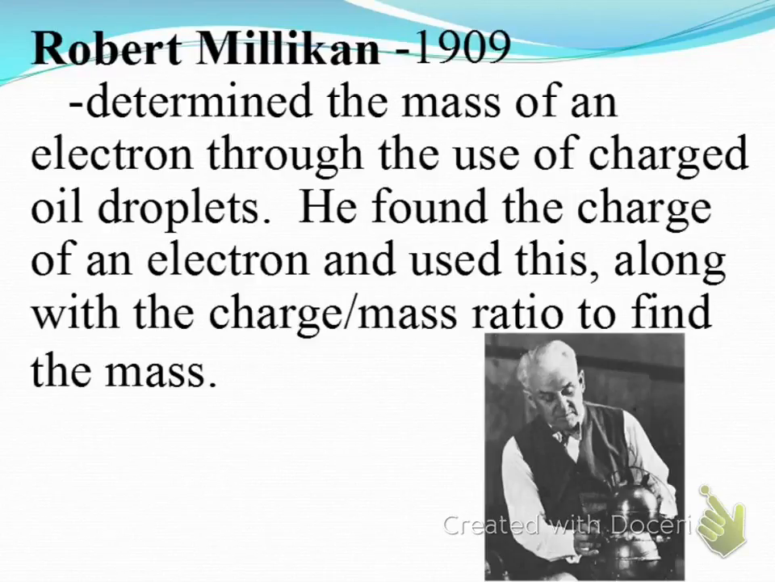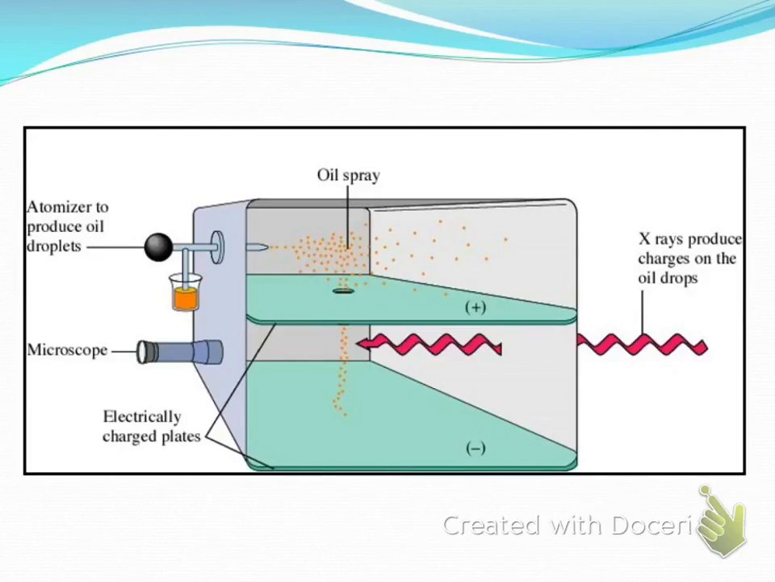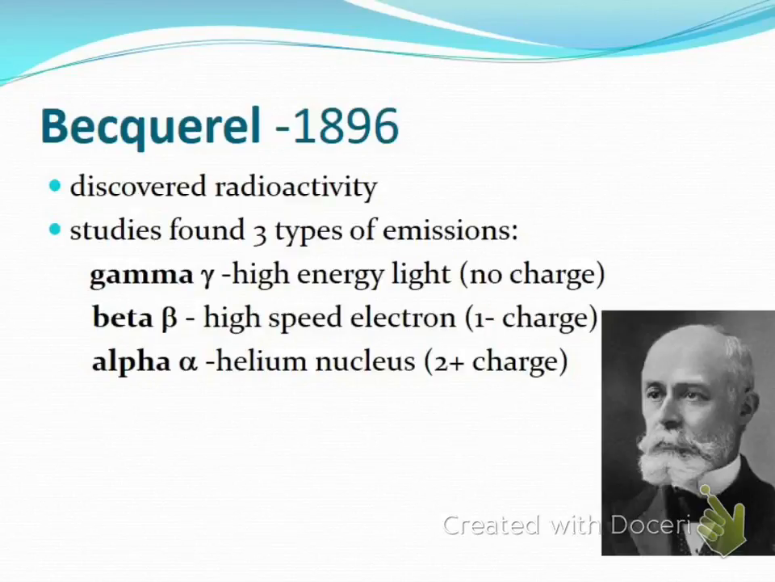Robert Millikan, he determined the mass of an electron through his oil drop experiment. He found the charge of an electron and used this along with the charge-mass ratio to find out how much mass an electron has. And his experiment looked roughly like that. He produced the oil droplets and then passed them through an electrically charged plate. Which, if you think about the technology they had at the time, it's kind of amazing that they could figure this out back then when they didn't have all this. I think it's just amazing to me.